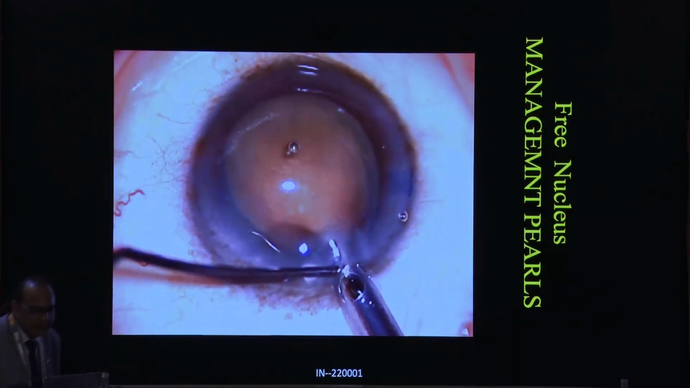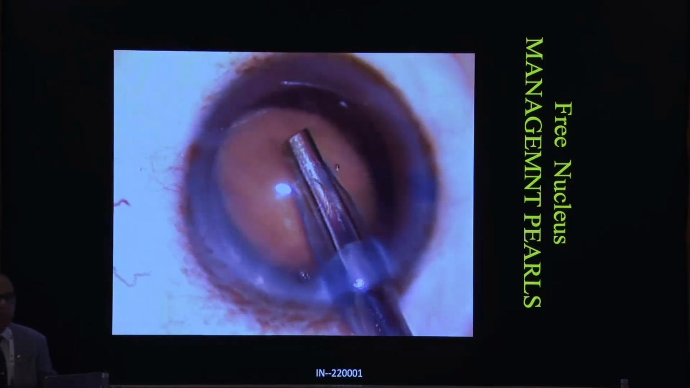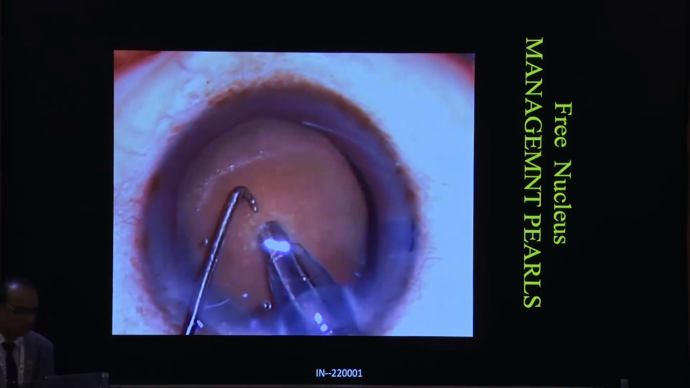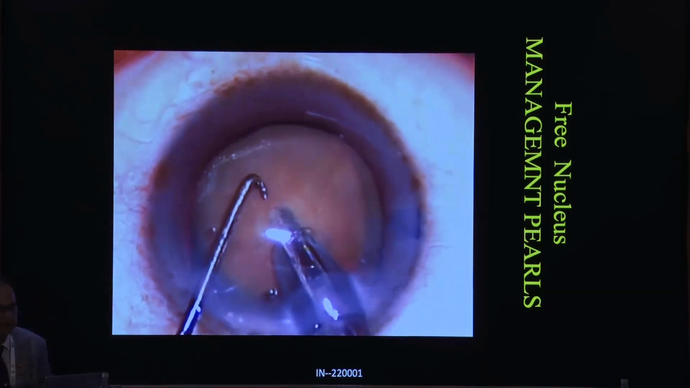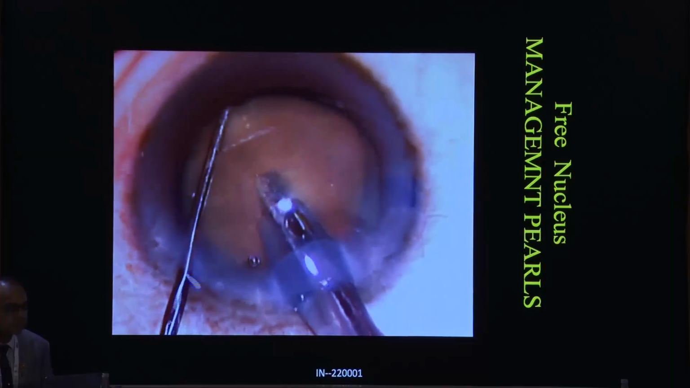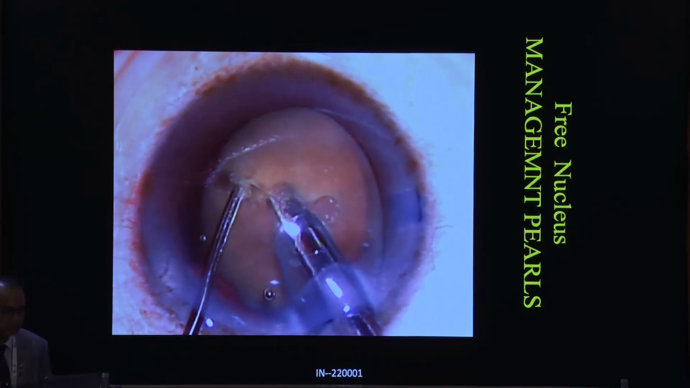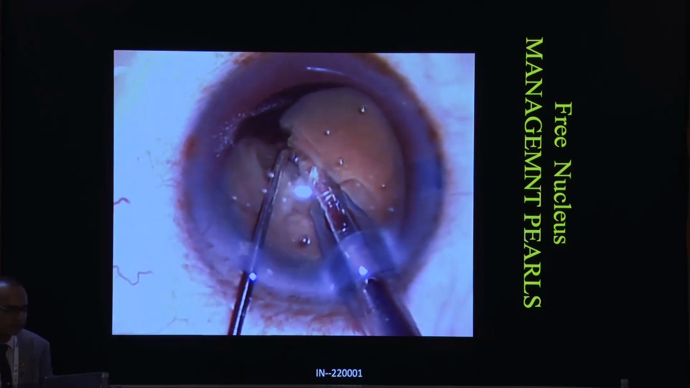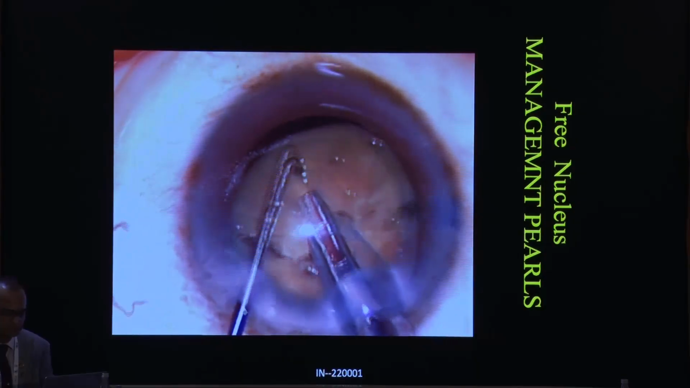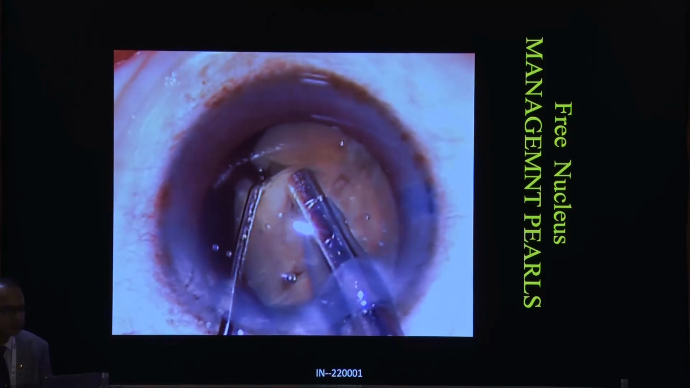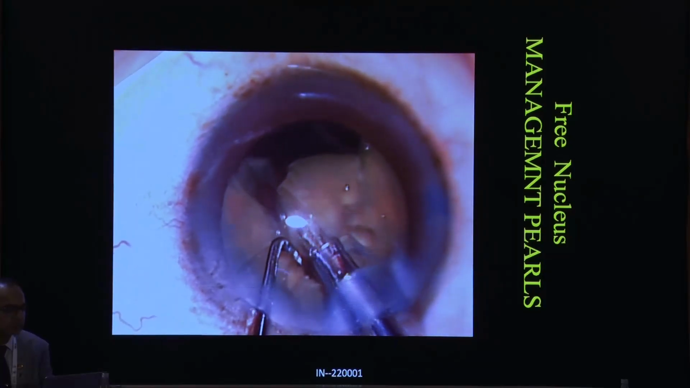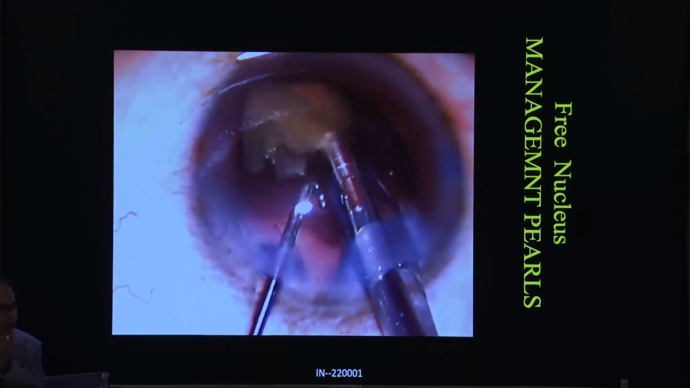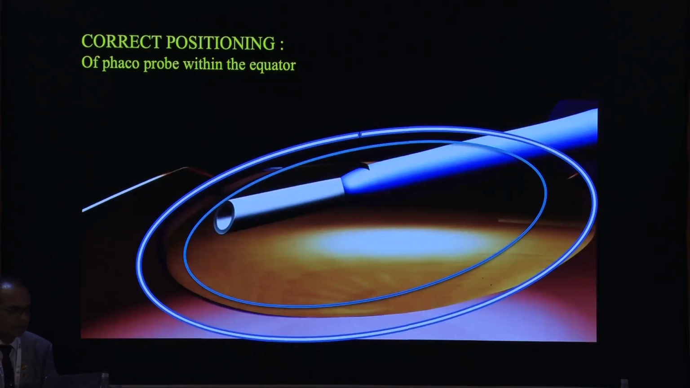This is a free nucleus, an absolutely free nucleus. This was a Morgagnian cataract, a freely mobile nucleus, but a very hard nucleus. Otherwise the other choppers may not work here very well, but here you can see, I'm just holding it, and look at the vector. The position of the chopper and the position of the phaco probe is very important, because it has to be parallel. It should not be radial, and it should be radial to the curvature of the nucleus. So that is very important. If your position of the phaco probe and position of the chopper is correct, then only you'll get this kind of fracture.